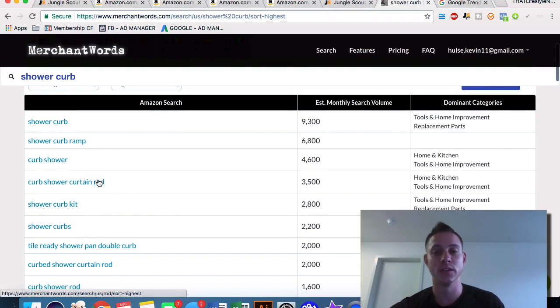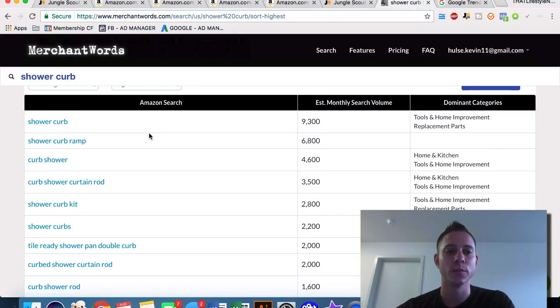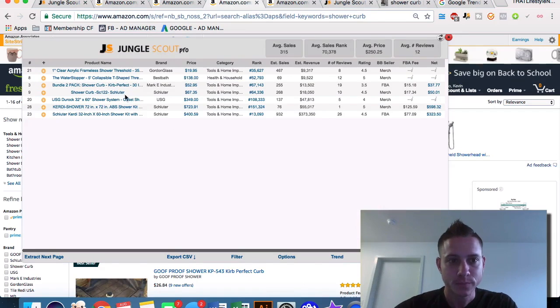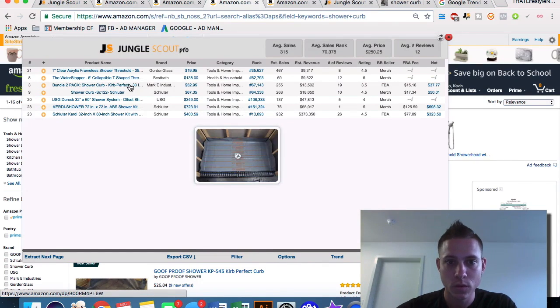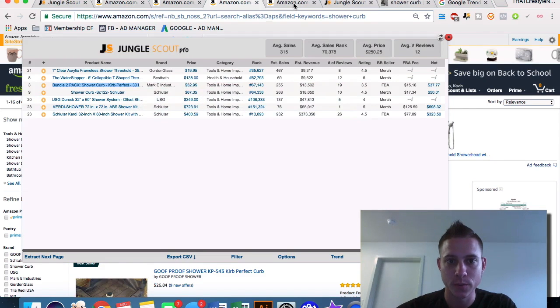Right, this is obviously, all the time that you're doing this, you're always thinking, how can I add value? How can I do this? You can see with shower curb, there's a lot of complementary keywords here that you could make bundles with. Maybe it's a shower curb plus a ramp. Maybe it's a curb shower plus the curtain rod plus the curb kit, right? All different types of combinations here. And when we're looking at these, right, so a 2-pack, I think we just had this one open.